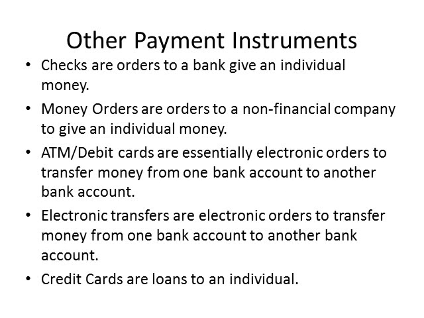Some other payment instruments that you might need to be familiar with are checks, which are basically orders to a bank to give an individual money. Money orders, which are orders to non-financial companies to give an individual money. ATM debit cards are essentially electronic orders to transfer money from one bank account to another. Electronic transfers are orders to transfer money from one bank account to another bank account. And finally, credit cards are really loans to an individual.